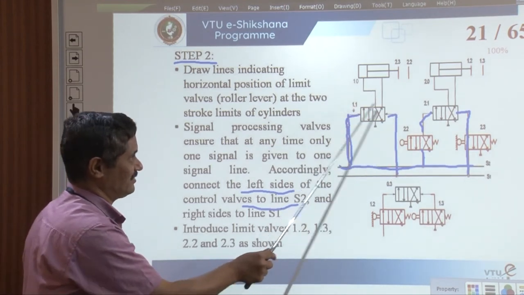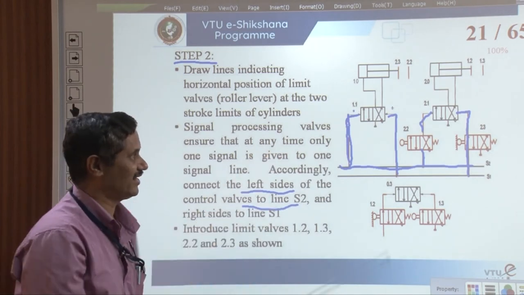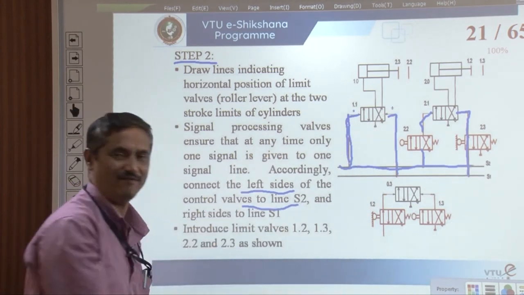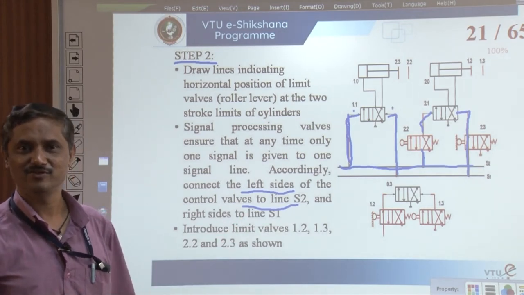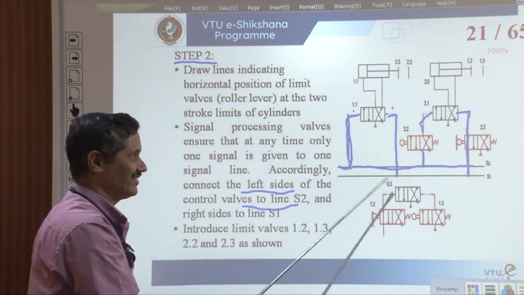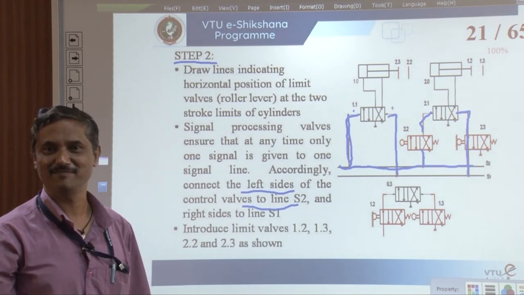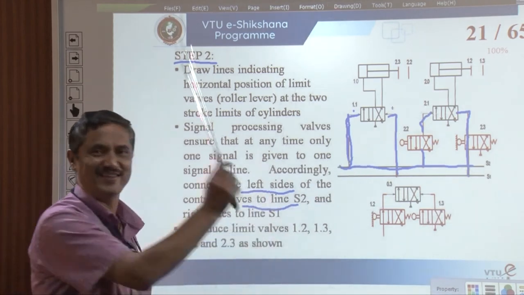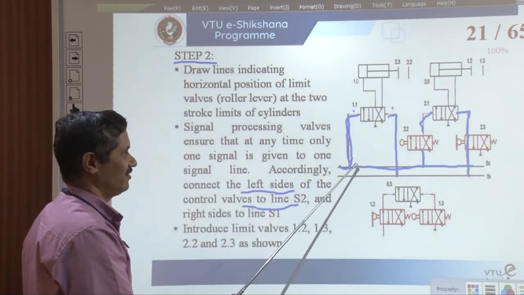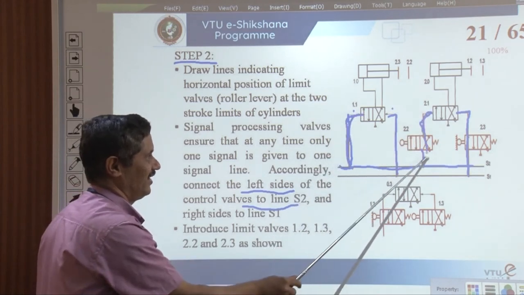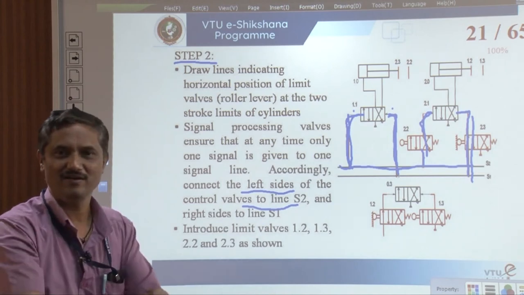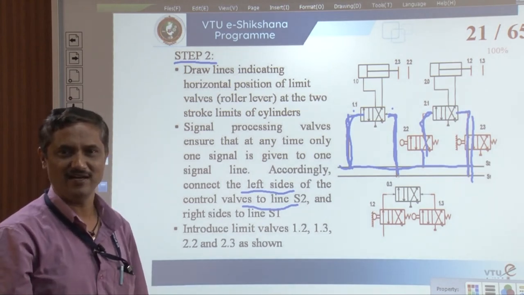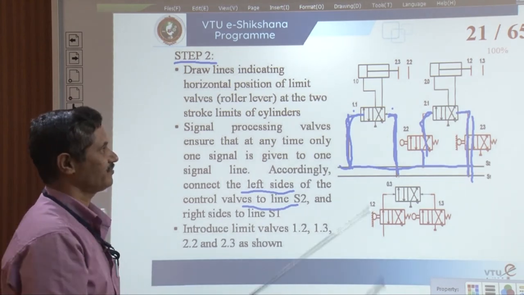Simultaneous signal means this plus this. We are avoiding that by distributing it between header 1 and header 2. See the easiest method here. So, there is no confusion, and both don't get signals at the same time. We have distributed that now. Left we have taken to this side and right to S1. This is how we have simply checked the overlapping possibilities.